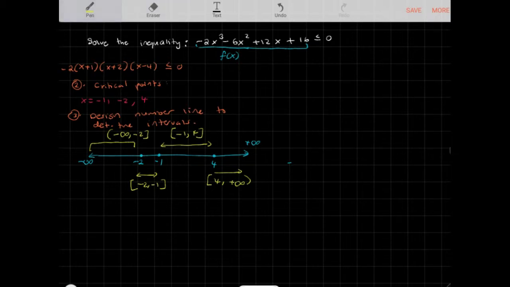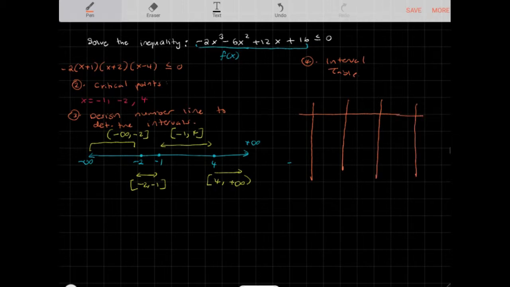Okay, so for designing our interval table, what we want to do is place our intervals on the top. We have 4 intervals that we want to place on top. So we have negative infinity to negative 2, negative 2 to negative 1, negative 1 to 4, and positive 4 to positive infinity. Okay, so we have our intervals on top.